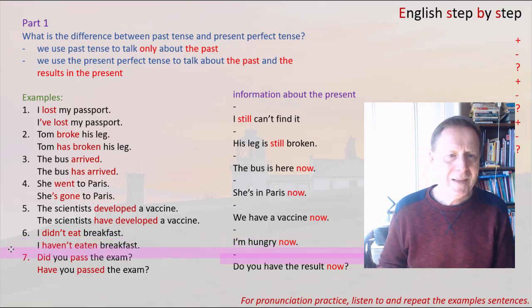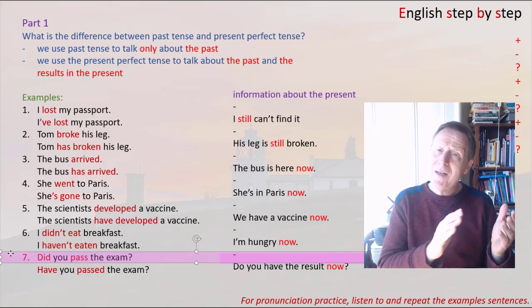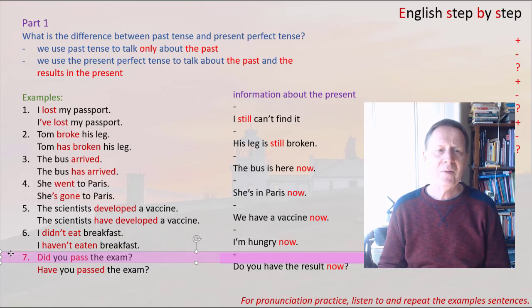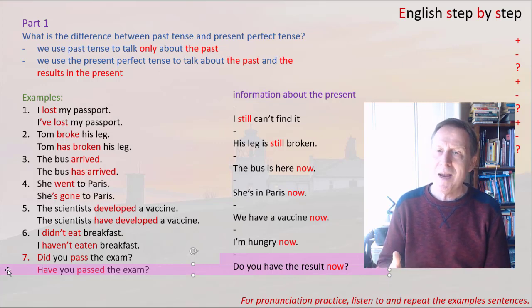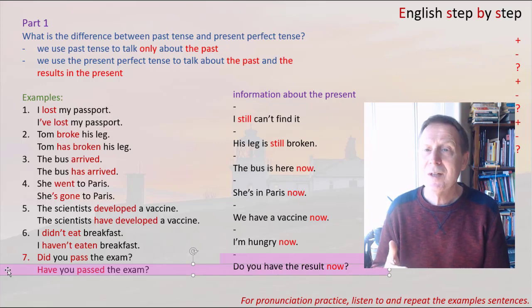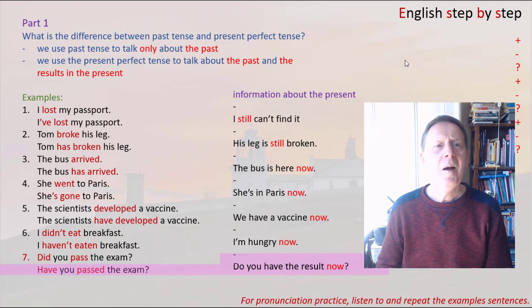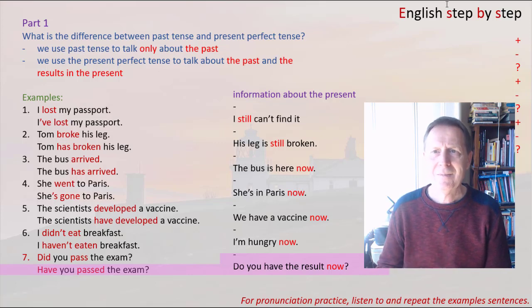Next one is a question. Did you pass the exam? Now this could be 10 years, even 20 years ago. Information only about the past. The second question, have you passed the exam? Now I'm also asking for information about the present, and that is, do you have the result now? So you can see there is a difference in the meaning. Past tense only about the past, present perfect is the past and the present.